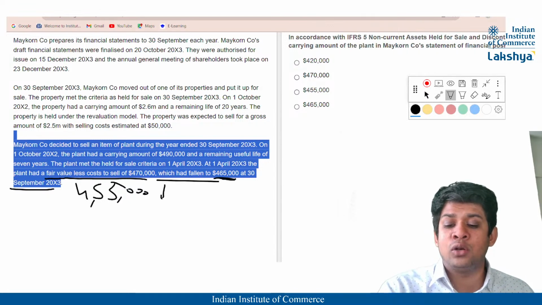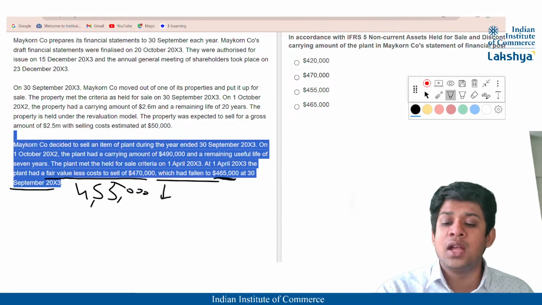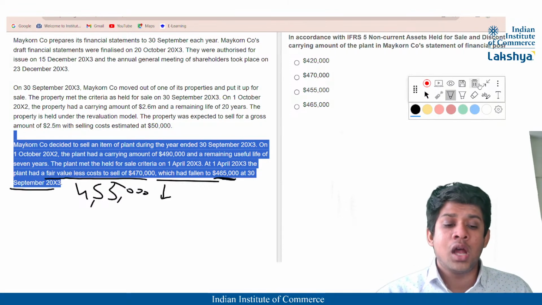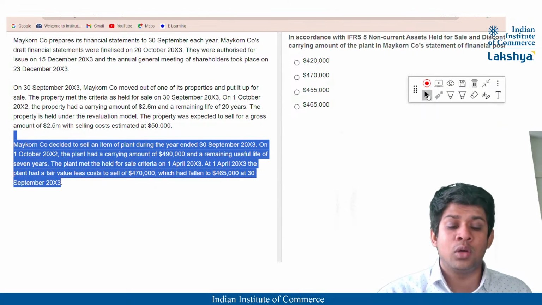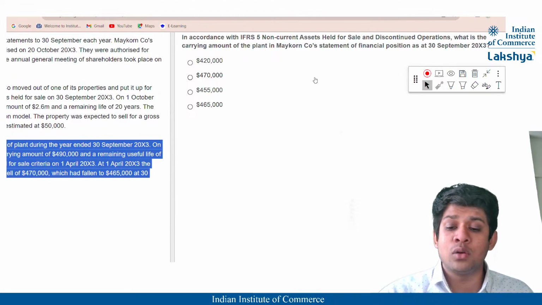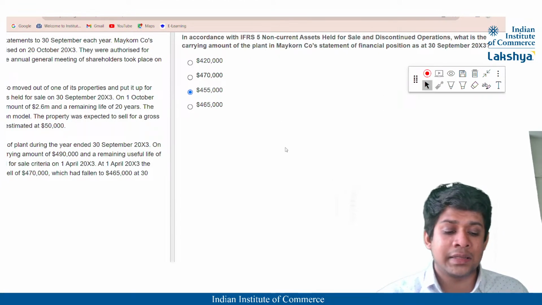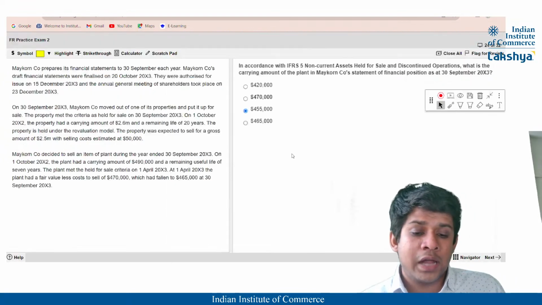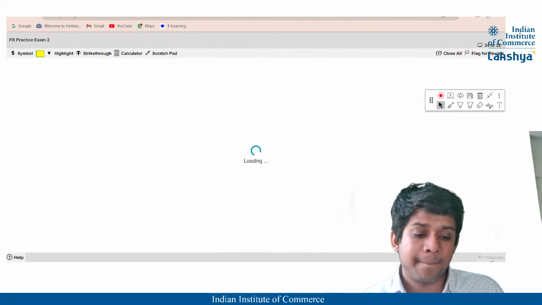If in case my fair value drops lower than 4,55,000, then I will take that lower amount. Otherwise, till then I'll have to just take the lower of carrying value and the fair value, which is obviously here the carrying value, 4,55,000. So I'll select that. I hope it is clear, guys.